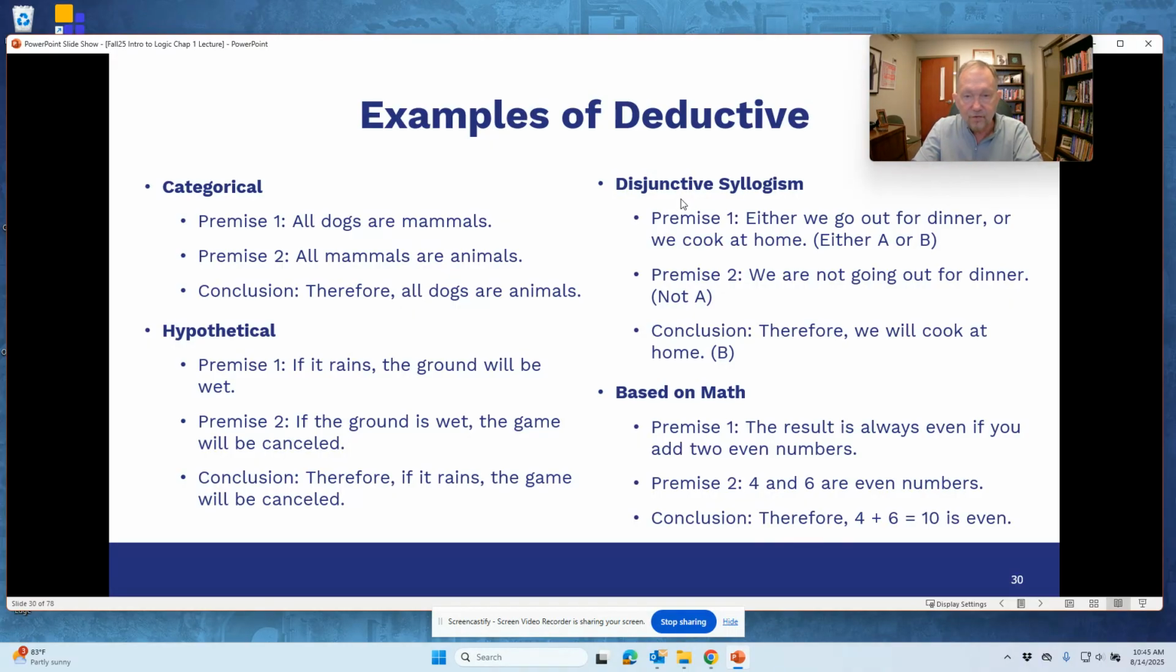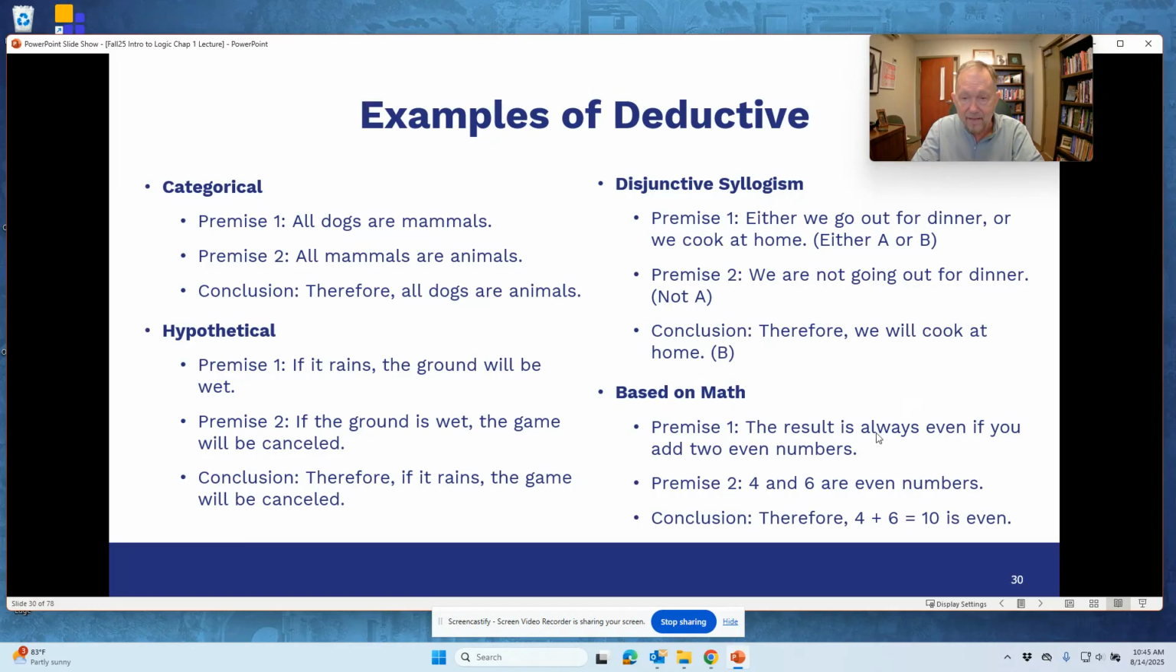Now here's the good old disjunctive syllogism. Either we go out for dinner or we cook at home. It's an either-or. So the argument would be, are we going to eat out or are we going to cook at home, right? And we're going out for dinner, therefore we don't have to cook at home, right? Disjunctive syllogism's almost overselling it. It's just an either-or case. Think of it that way.